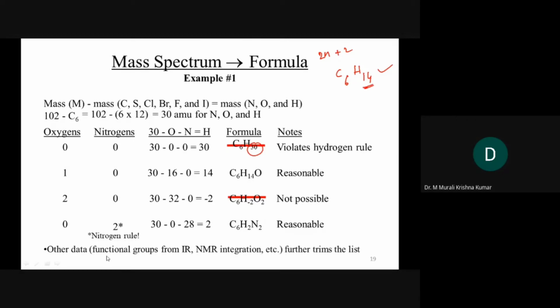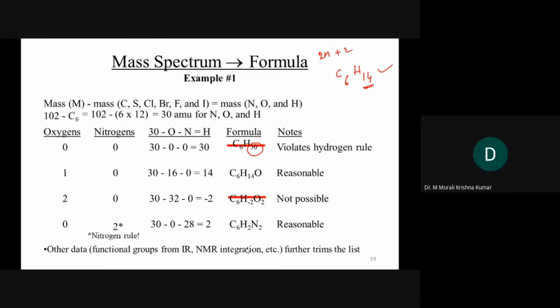Then we can take into consideration the other functional group data that is obtained from IR, NMR, etc., so that we can strike off one of them. So this data is not providing absolute information. It will give you critical information regarding certain elements, like carbon, halogens, nitrogen, and oxygen, so that we can confirm one of the molecular formulas by taking other data into consideration. Are you able to follow me? Yes, sir.